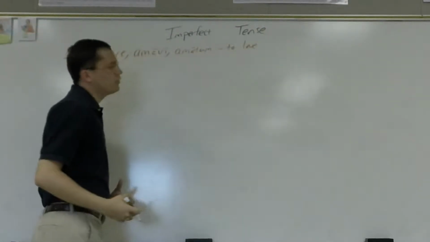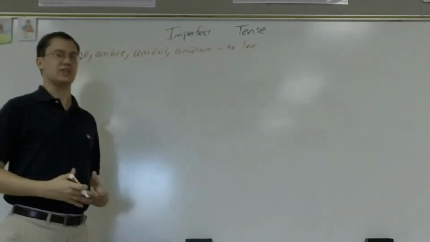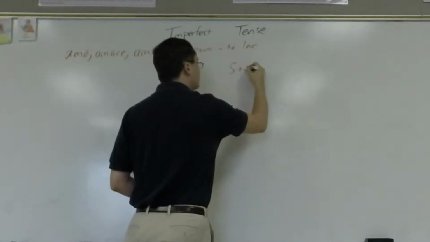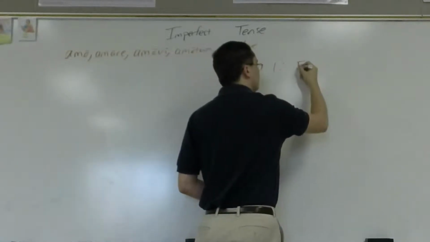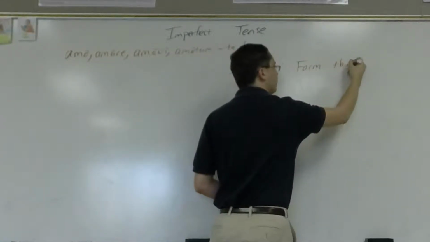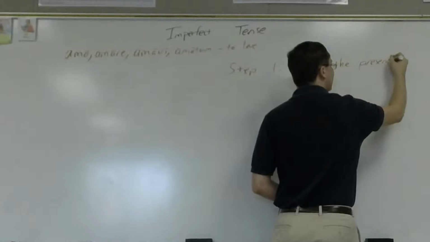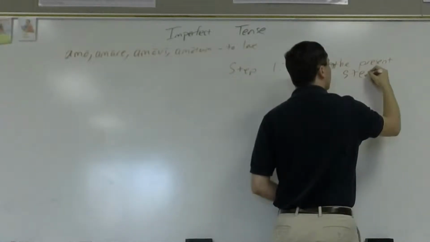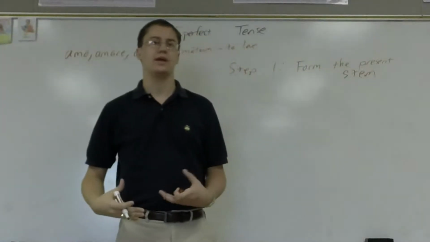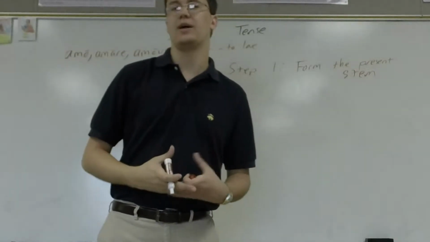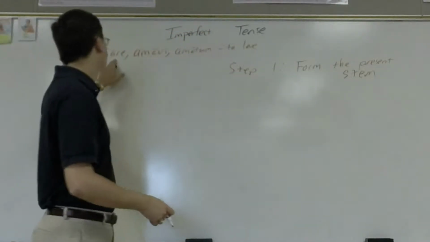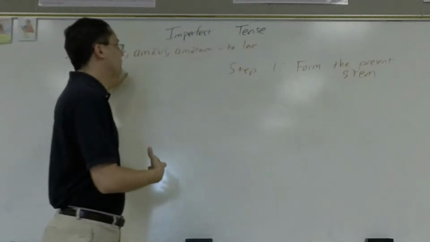When we start dealing with the imperfect tense, our first step, step one, will be to form the present stem. So this is the exact same stem that we were using when we created the present tense. And so for most of the time, that simply remains that we're going to take the RE off of the infinitive.